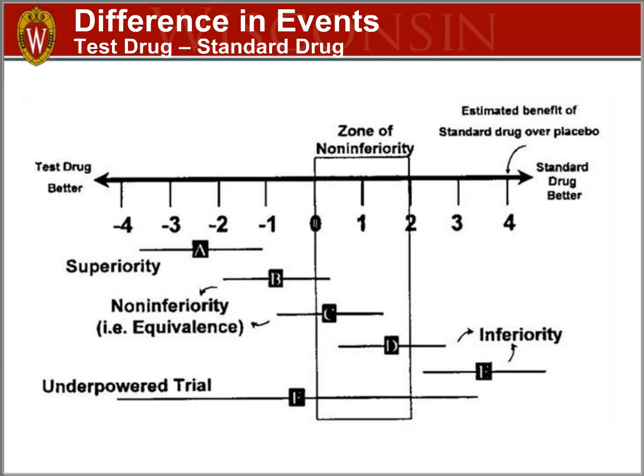What you want to avoid is the last trial, which is so small, so imprecise it doesn't tell you anything. So part of the challenge of a design is to make sure that you have an adequately powered, adequately sample-sized trial so you don't wind up in case F.